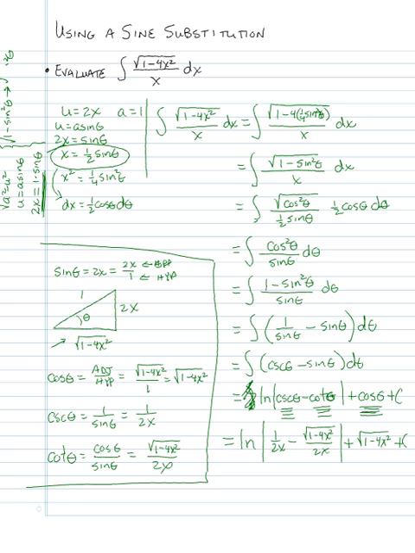I guess one more thing that we could do is inside that natural log absolute value, we could actually combine those two fractions since they have a common denominator of 2x. So we could write this as the fraction 1 minus the square root of 1 minus 4x squared divided by 2x, close absolute value, plus the square root of 1 minus 4x squared plus our constant of integration.